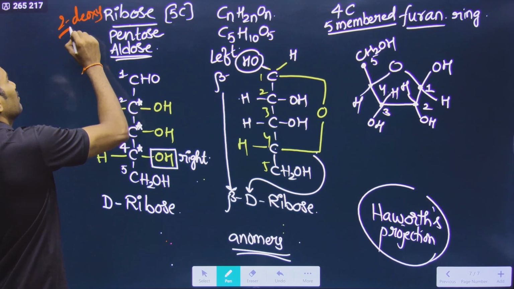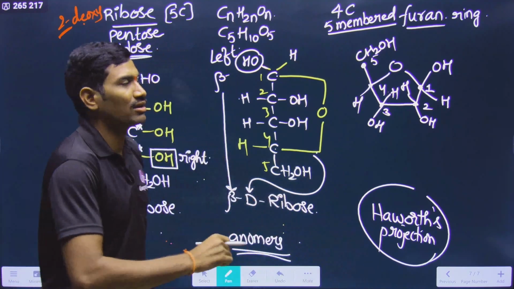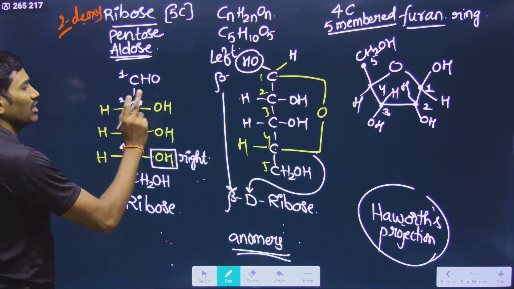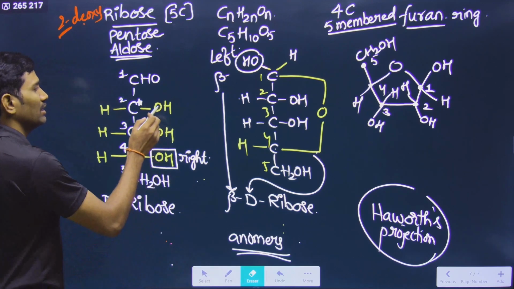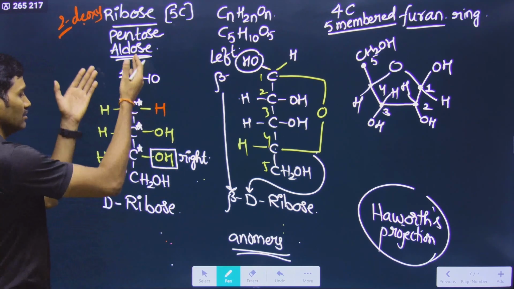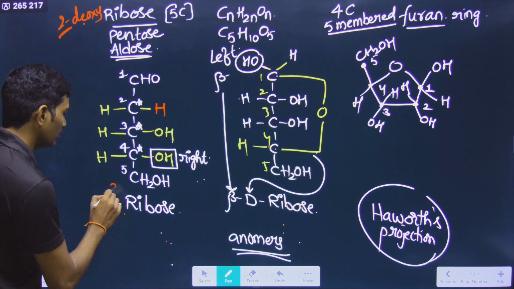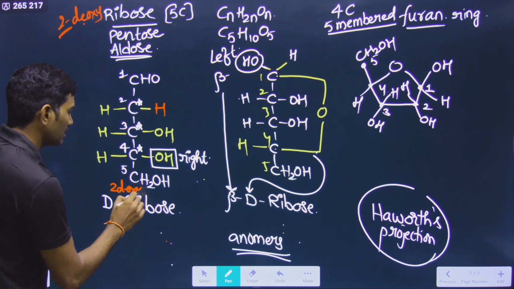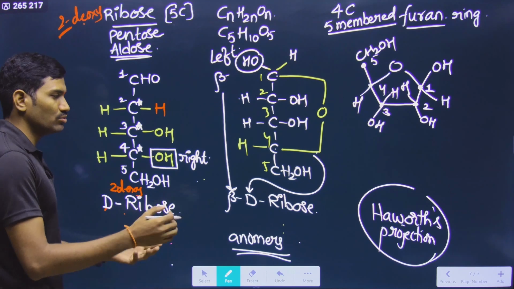At the second carbon, D means what? Removal. Removal of what? Oxygen. At the second carbon, oxygen is removed. Here, instead of OH, what will come? Hydrogen will come. So this will be 2-deoxy. Capital D, 2-deoxyribose. Instead of ribose, it is 2-deoxyribose.